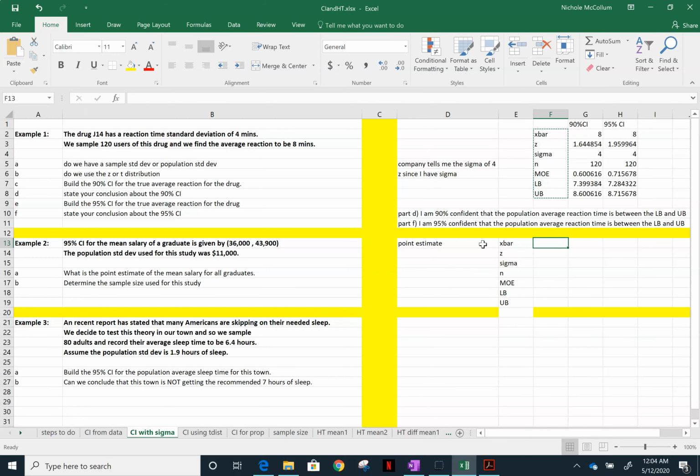All right, so what information is given in the question? The population standard deviation is known, 11,000. All right, so sigma is 11,000. It says the confidence interval is 36,000 to 43,900. I'm filling in the information I know. I want X bar, okay? How would I get X bar from this information?